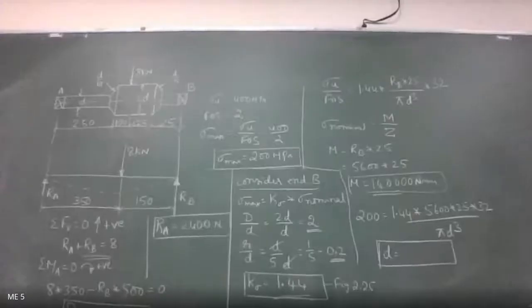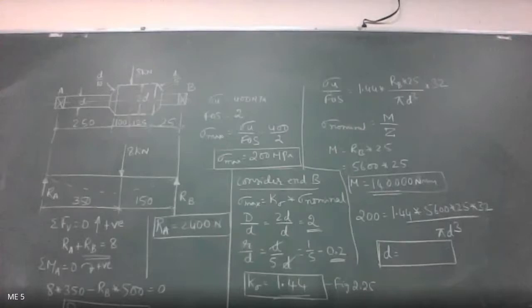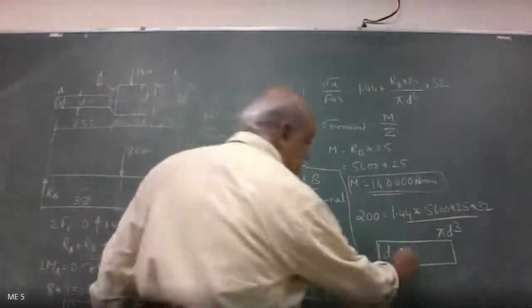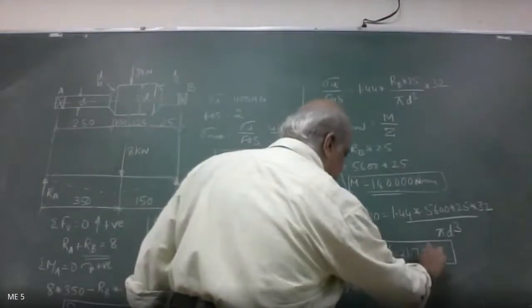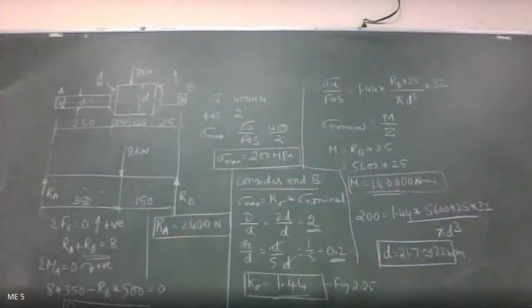What is the diameter over there? 21.73, sir. 21.7. Yeah. That is 21.7 rounded up to mm. Anybody? Any doubt? I'll explain it again if you have noted down, because these are all very important problems.